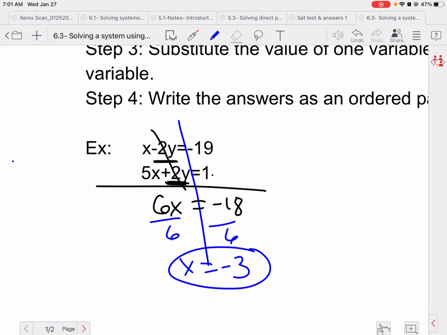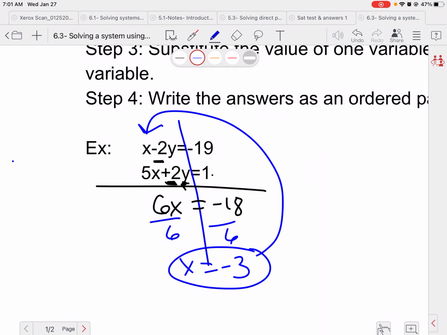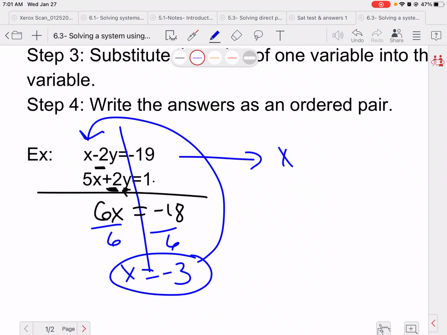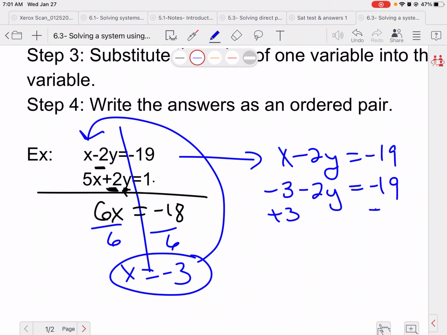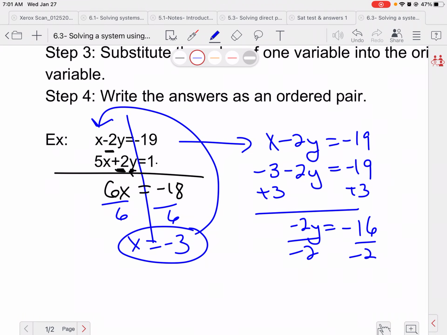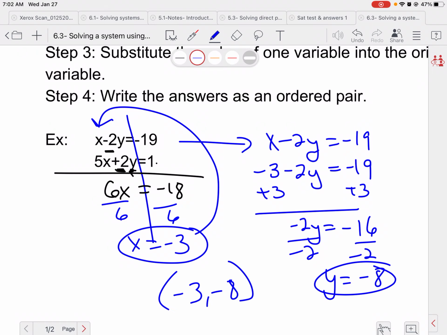Now I'm still going to go back to my original equation, okay? One of them, it doesn't matter which one because you could plug it into either one and still get the same answer. So I'm just going to plug it in here because I don't have to worry about multiplying. So we will have x minus 2y equals negative 19. Instead of writing x, I'm going to write negative 3. I'm going to add 3 to both sides. So this is going to become negative 16. And then I would divide by negative 2. So I get y equals negative 8. So my final answer would be negative 3, negative 8.